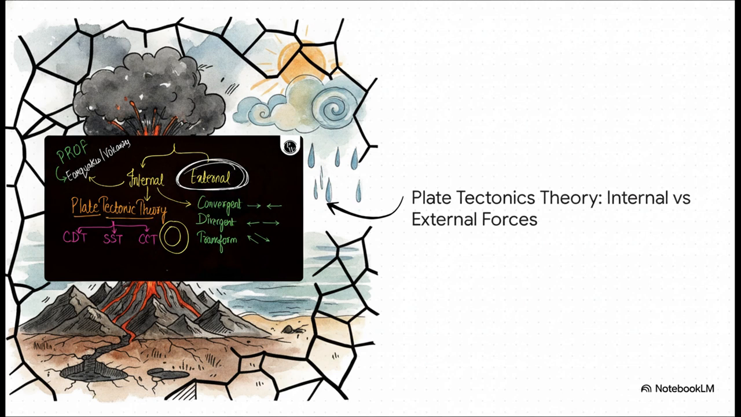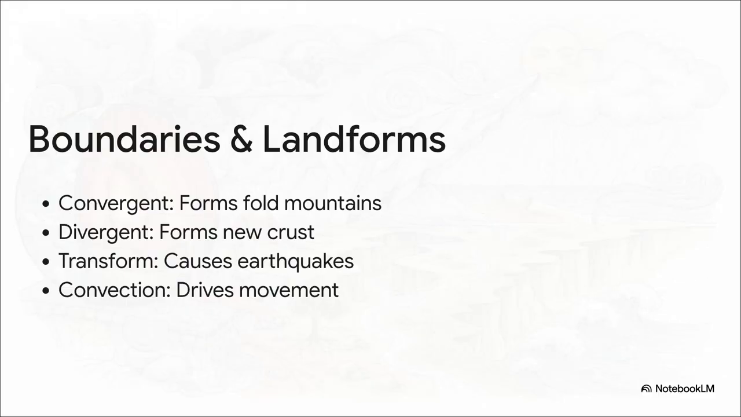So visualize it like this. You've got internal forces and external forces. Those internal tectonic forces, those are the ones triggering earthquakes and building volcanoes. And the way these giant plates interact at their edges, their boundaries, well, that dictates exactly what kind of landform is going to get pushed up to the surface. So how do these boundaries actually build the world around us? Well, imagine two plates colliding head-on at a convergent boundary.